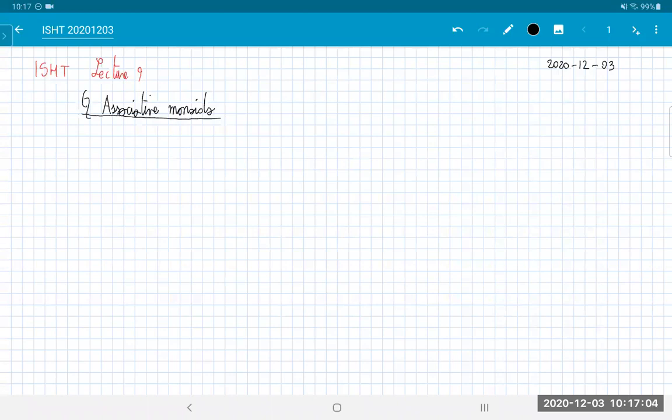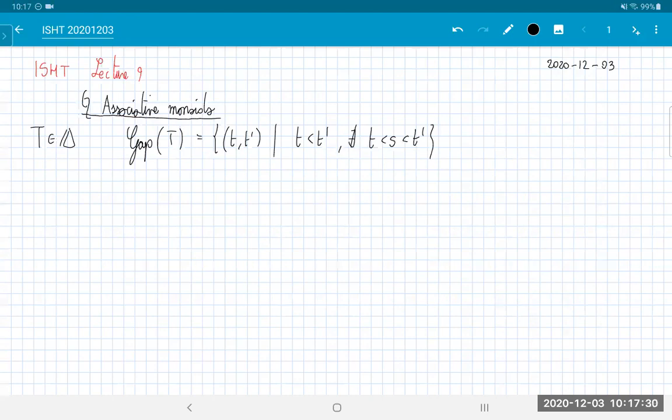will see next time. So let me recall, I defined, if T is a finite totally ordered set, I defined the gap of T, and this is just the set of pairs T prime such that T is less than T prime and there doesn't exist anything in the middle. It's perhaps just a notational convention.